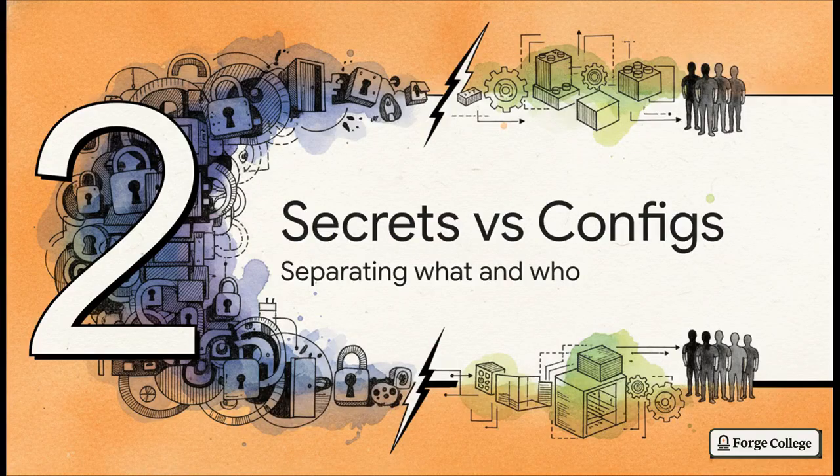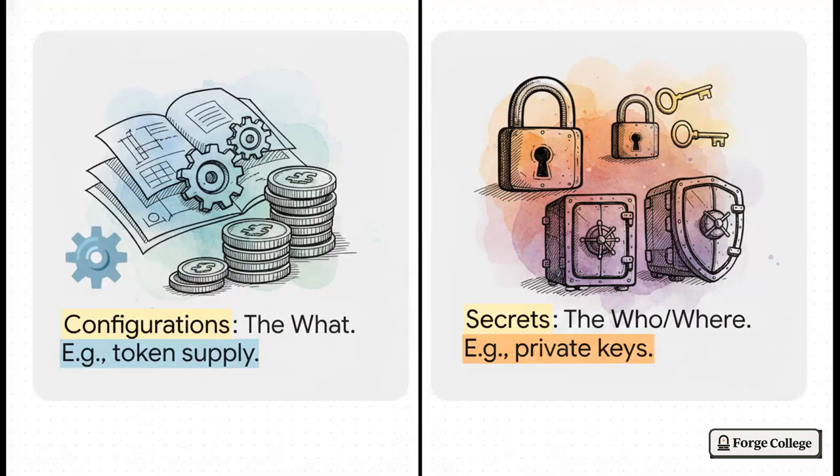All right, Section 2. Secrets versus configurations. Separating the what from the who. Think of configurations as the what. These are your token supplies, your feature toggles, your mint limits. They are essentially public blueprints. They definitely change depending on the environment, like your staging token supply might be tiny while your production supply is massive, but they aren't dangerous if someone happens to see them.